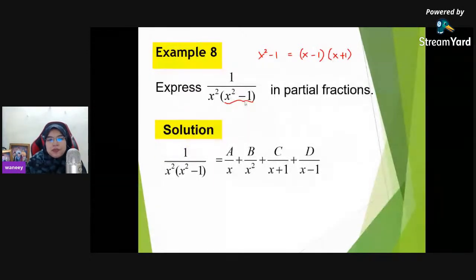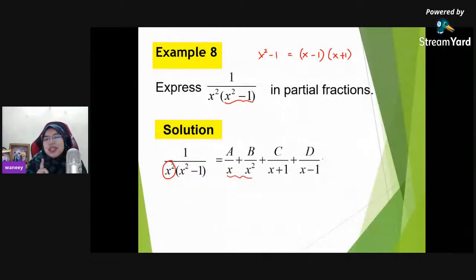Okay, so therefore 1 over, so this is repeated linear. So A over x plus B over x square. And then x square minus 1 will become x minus 1 and x plus 1. So we got a constant over x plus 1, a constant over x minus 1. So I already separated them for you.